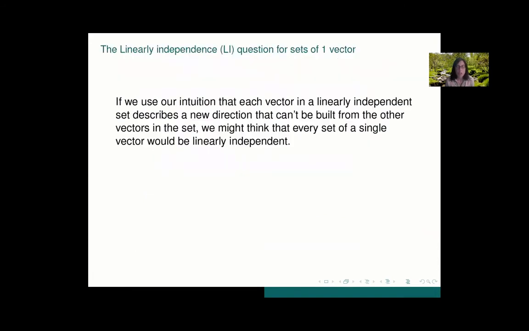If we use our intuition that each vector in a linearly independent set describes a new direction that can't be built from the other vectors in the set, we might think that any set of a single vector would be linearly independent. But we'd be forgetting that the zero vector doesn't describe any direction.